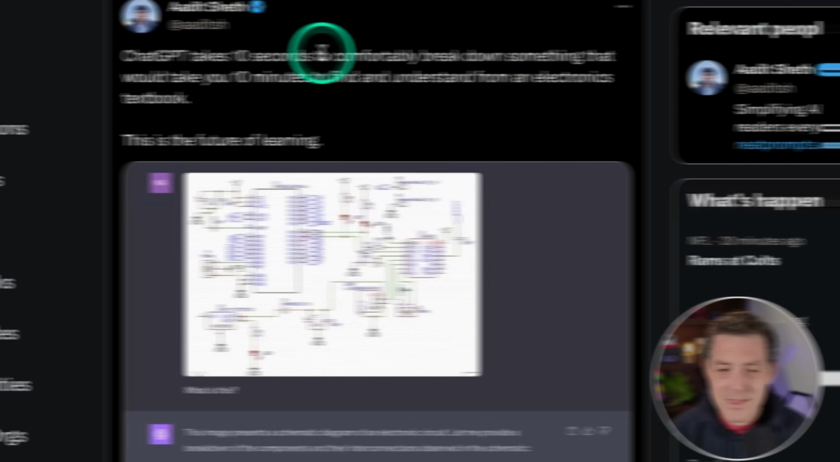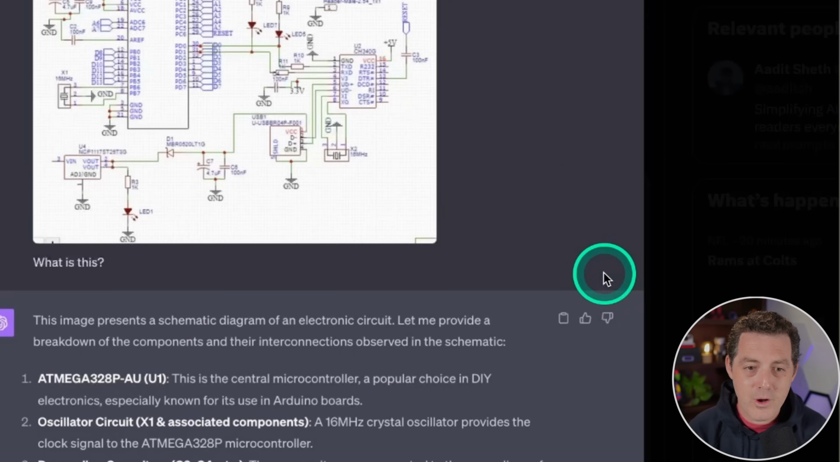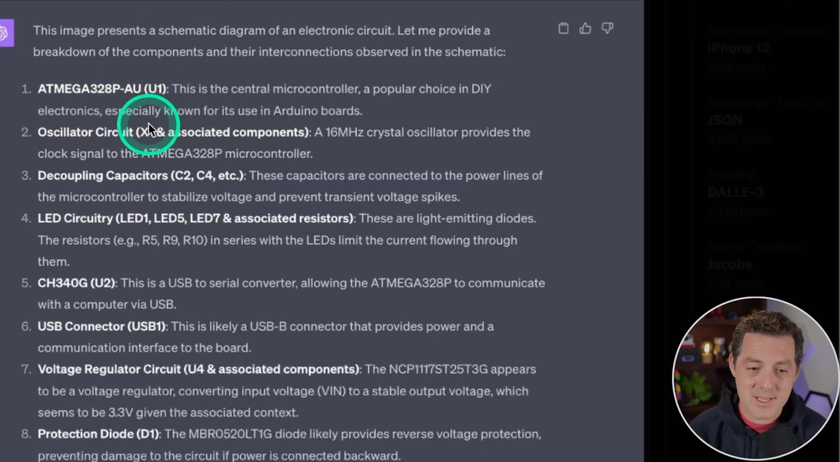So cool. Okay, this next one is by Adat Sheth. If we open it up, it shows a schematic diagram of an electronic circuit. And all the person asks is, "What is this?" And ChatGPT knows. Not only does it know, but it actually knows each of the parts of the circuit. So here's this part, here's an oscillator circuit, decoupling capacitors, LED circuitry, USB connector, all from a pretty complex diagram of a circuit. And no explanation in the picture.